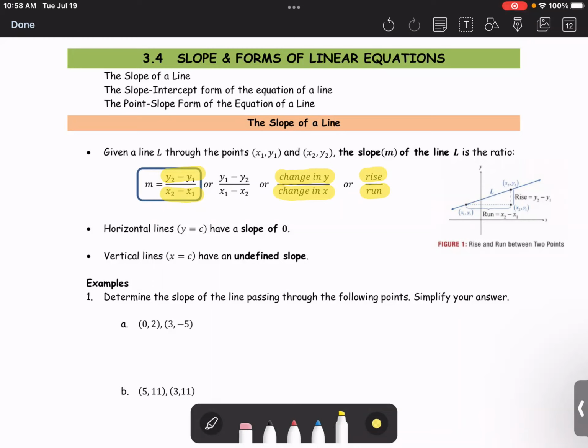The horizontal line, which is in the form of y equals a constant, has a slope of 0. A vertical line in the form of x equals a constant has an undefined slope because the x value has no change. That means x2 minus x1 or x1 minus x2 is going to be 0. Any real number divided by 0 is undefined.